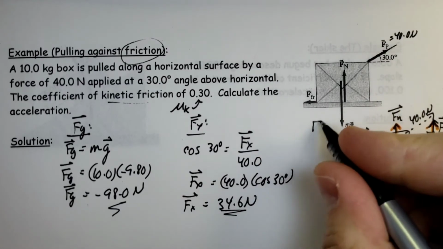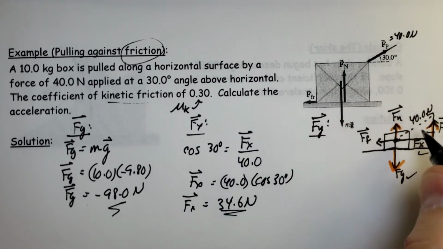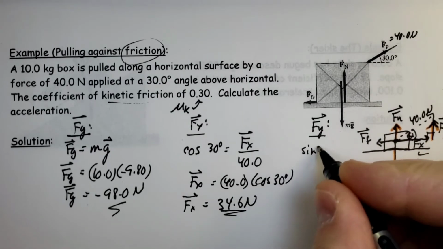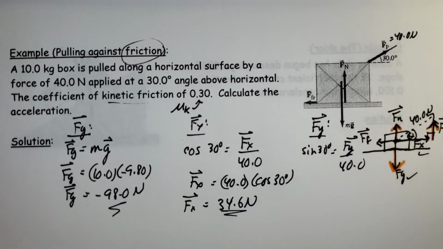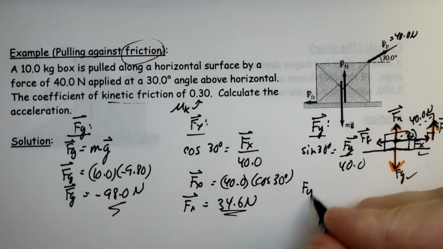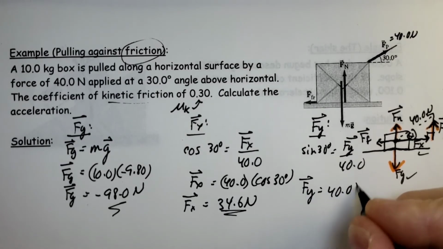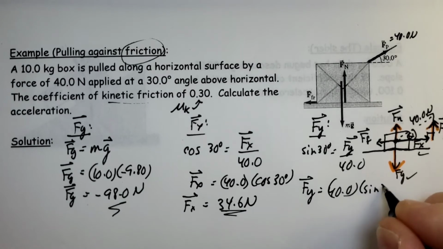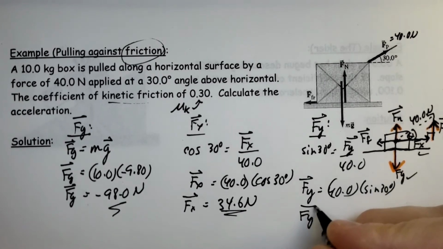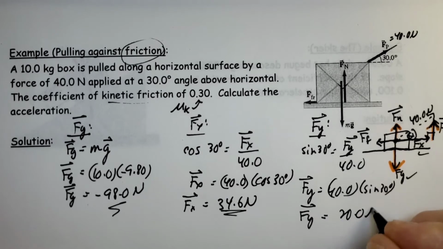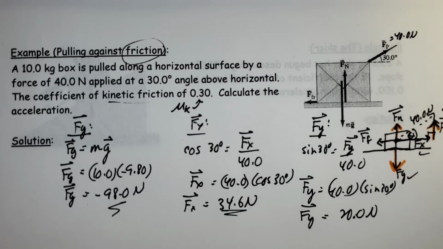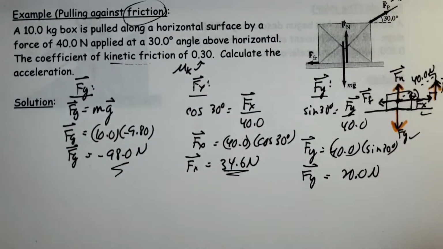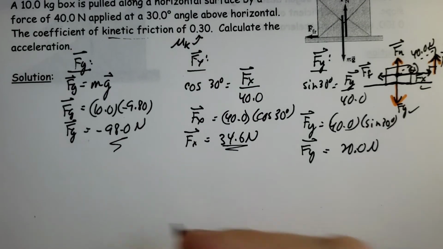Fy, FYI, we use sine because it is the opposite side of the angle. So sine of 30 is equal to Fy over 40. Okay, I'm kind of running out of room here, so 40 multiplied by sine of 30. And Fy equals 20 newtons. So I know Fy. Fn, I don't know, but I can figure that out next by analyzing the scenario vertically.